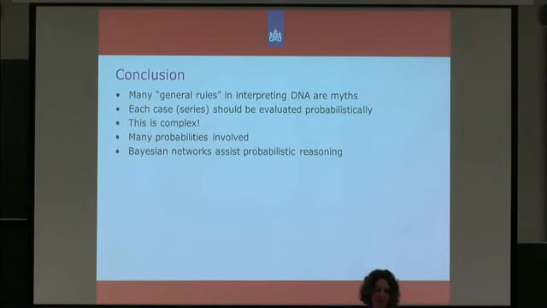So my conclusion is that there are many general rules in interpreting DNA, and many of them are myths. I can't pronounce this word. What should be done is not using this rule-based reasoning saying if we have this then always that. Each case should be evaluated in a probabilistic way. People should think about probabilities, but this is complex and many probabilities are involved, and I think Bayesian networks are very useful to assist in this probabilistic reasoning.